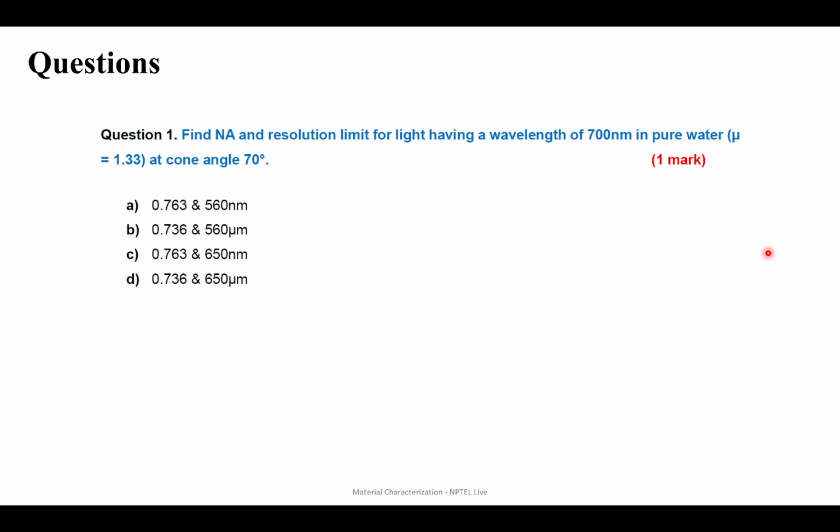Find NA and resolution limit of light having a wavelength of 700 nanometer in pure water, that is n equals 1.33, at cone angle 70 degrees. 0.763 and 560 nanometer, 0.736 and 560 micron, 0.763 and 650 nanometer, 0.736 and 650 micron.